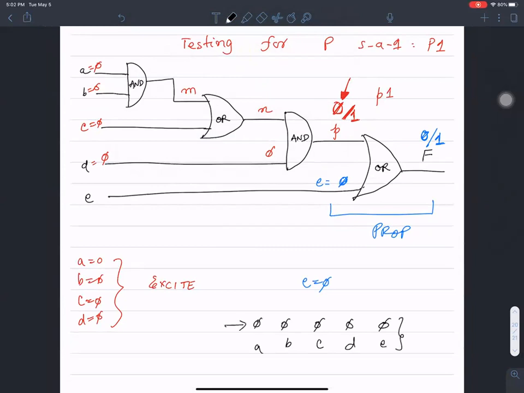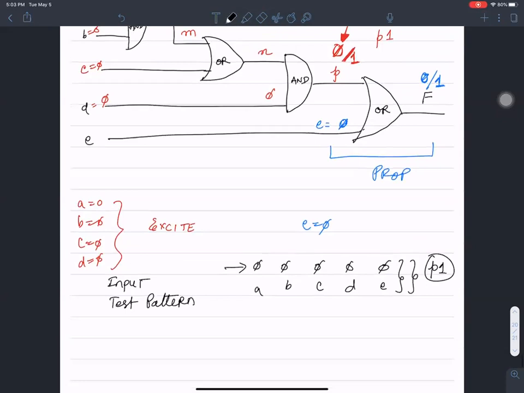This value is called the input test pattern. And this input test pattern tests for P stuck at 1. Okay, so by applying an input of 0, 0, 0, 0, 0, you look at the output. If the output is 0, then there is no fault at P. If the output is 1, it is possible that a P1 fault is present. Okay?